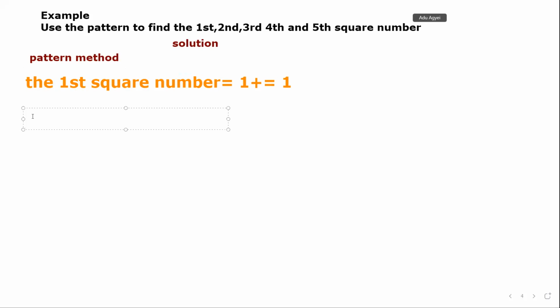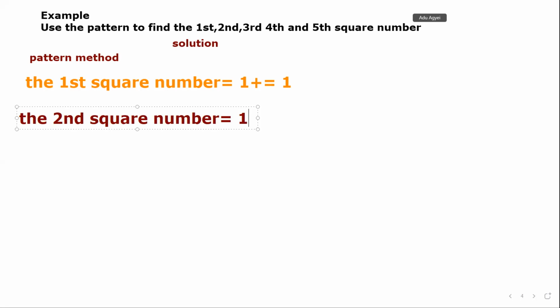Now, the second square number here also means we should add the first two odd numbers. The first two odd numbers are 1 plus 3, okay? 2 is not an odd number, but 3 is an odd number. So the first odd number is 1, the second odd number is 3. When you add the first two odd numbers, the answer is 4. So the second square number is 4, okay? Good.